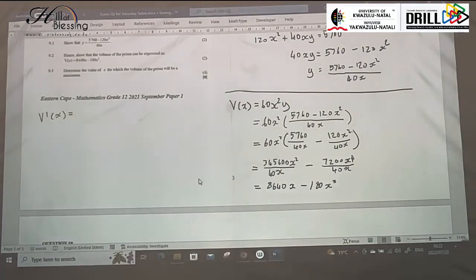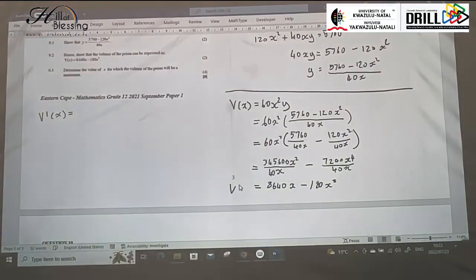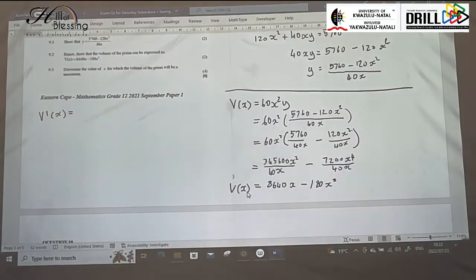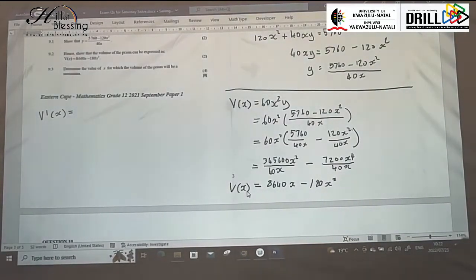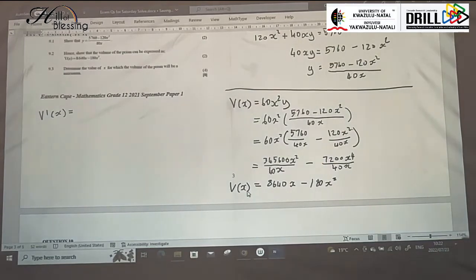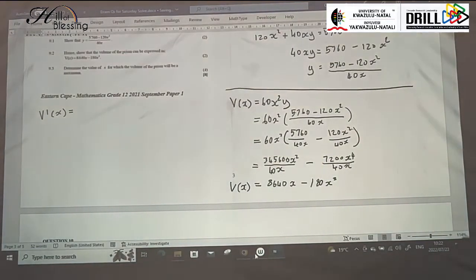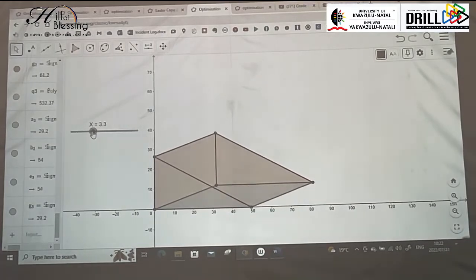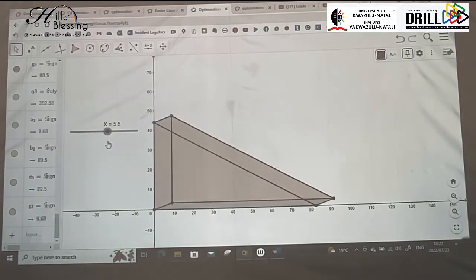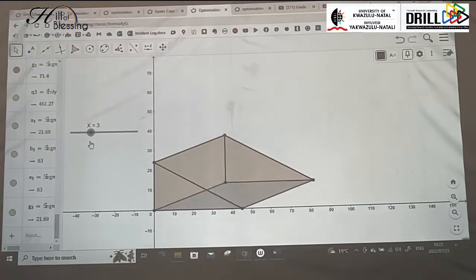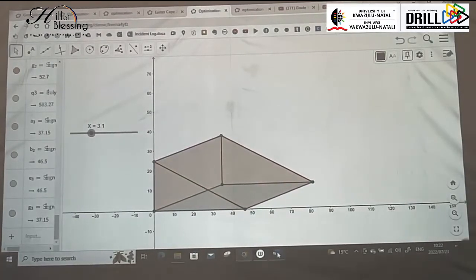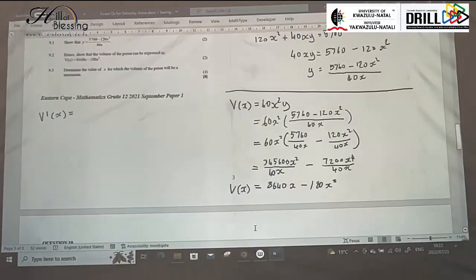Okay, so guys, now what you have is you have volume as a function of x, right? Now, let's have a look. What were we wanting to do? We want to find the value of x. Remember, there's some value of x that will make this shape have the highest volume possible. Let's try and find that value of x. How do we do that?